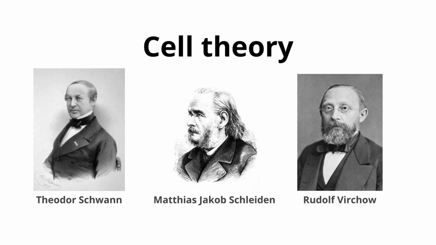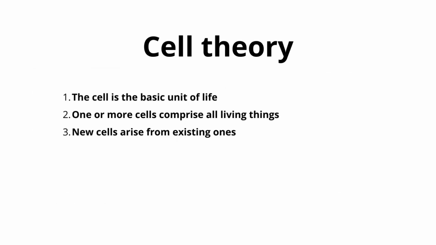Later, in the 19th century, as science progressed, Theodor Schwann, Matthias Jakob Schleiden and Rudolf Virchow performed a series of important experiments that led to what we call today the cell theory, which states that the cell is the basic unit of life. Living organisms are composed of one or more cells, and cells arise from pre-existing ones.